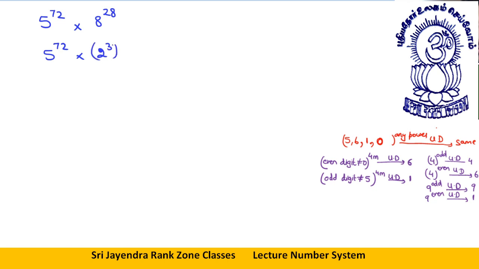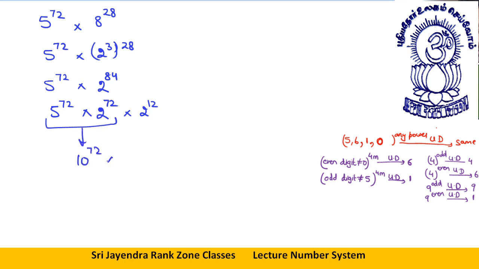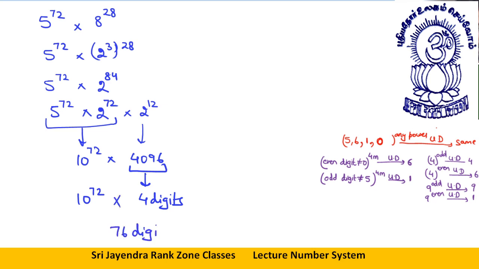8 is 2 cube, raised to the power 28. I can say 5 raised to power 72 into 2 raised to the power 84, which I will write as 5 raised to power 72, 2 raised to power 72, 2 raised to power 12. I have already discussed with you, this will become 10 raised to the power 72. 2 raised to the power 12 is 4096. So you have 4 digits here into 10 raised to power 72. So your answer will be 76 digits.